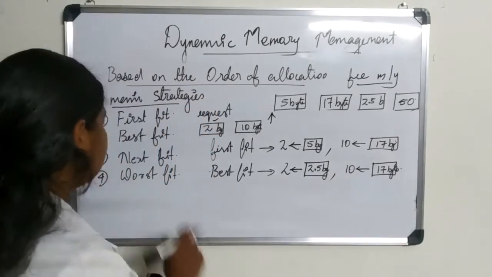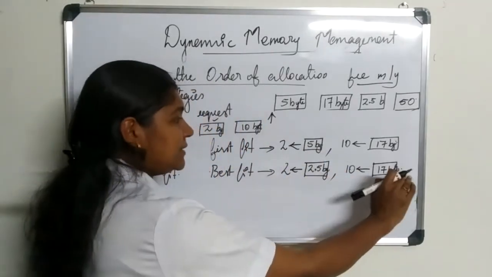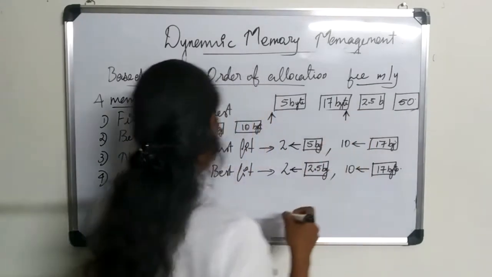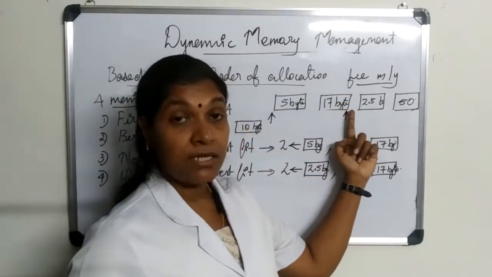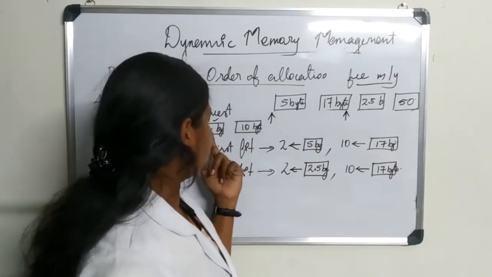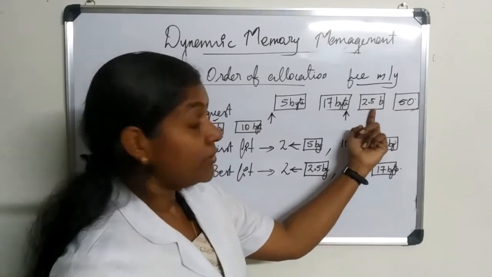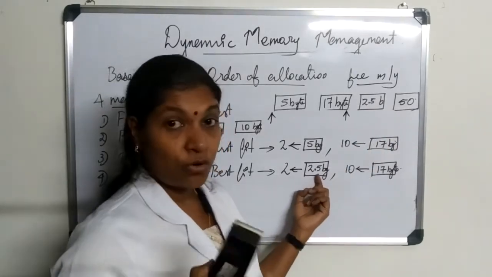The next is next fit. With the previous allocation, the best fit allocation, we stopped here, right? So the next fit allocation would start from this point. Which is the next request? The 2 byte request. So the next one, if this 2.5 is already allocated with our best fit allocation, 2.5 is already allocated.